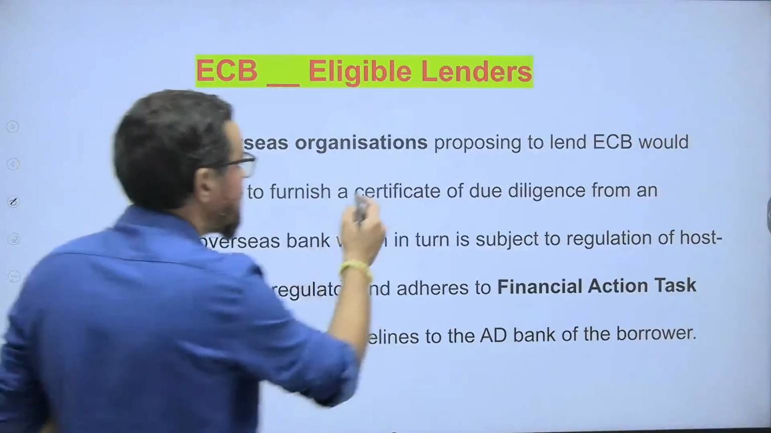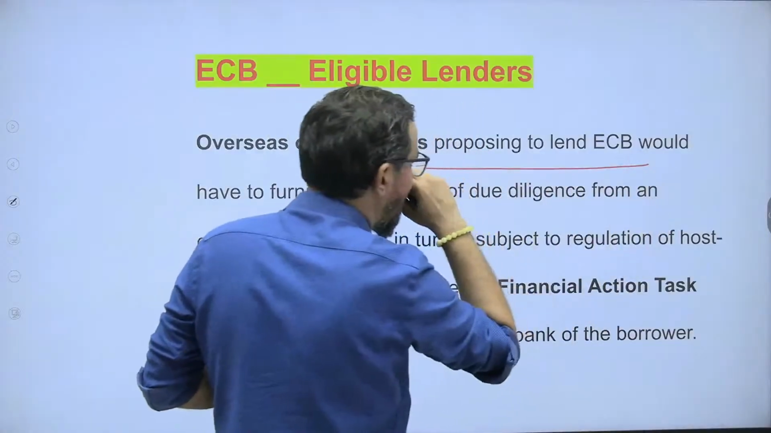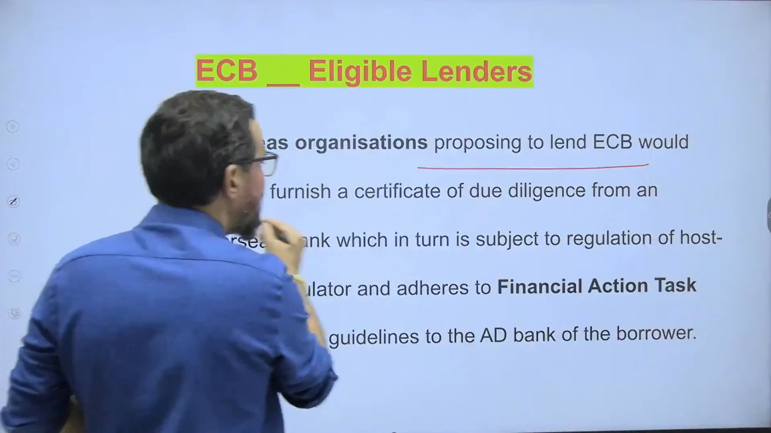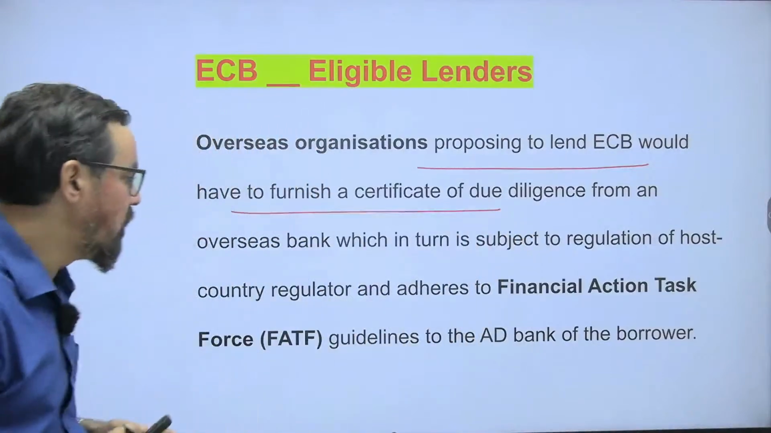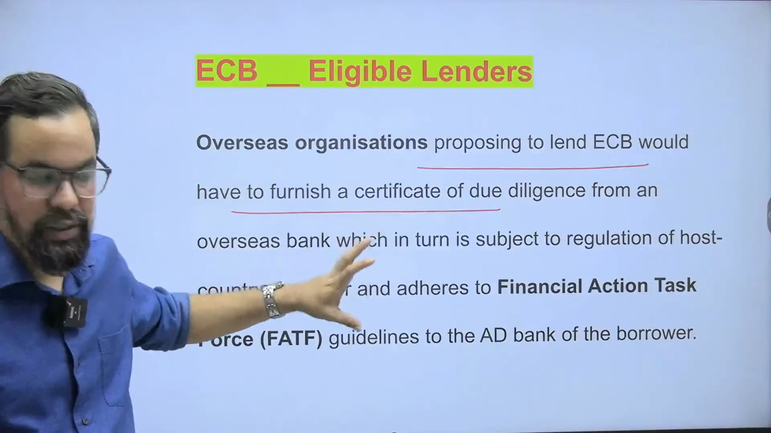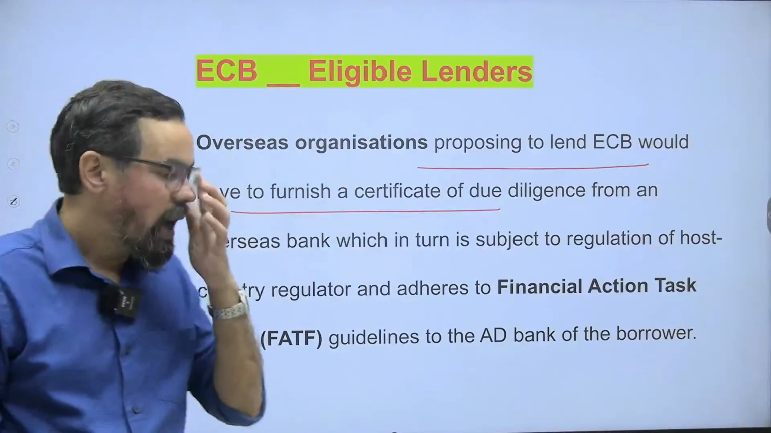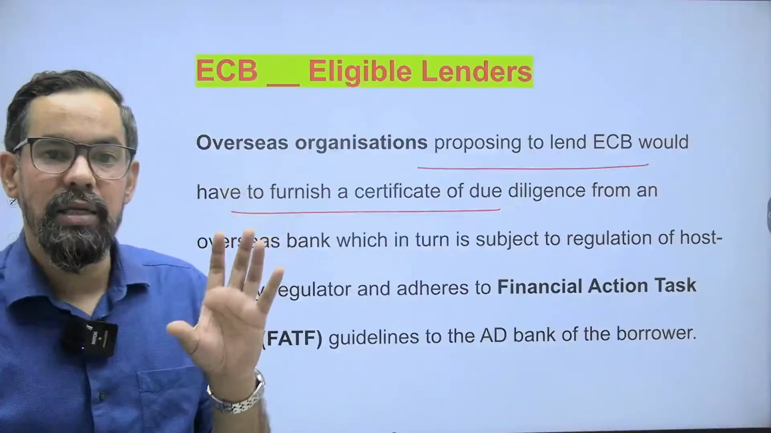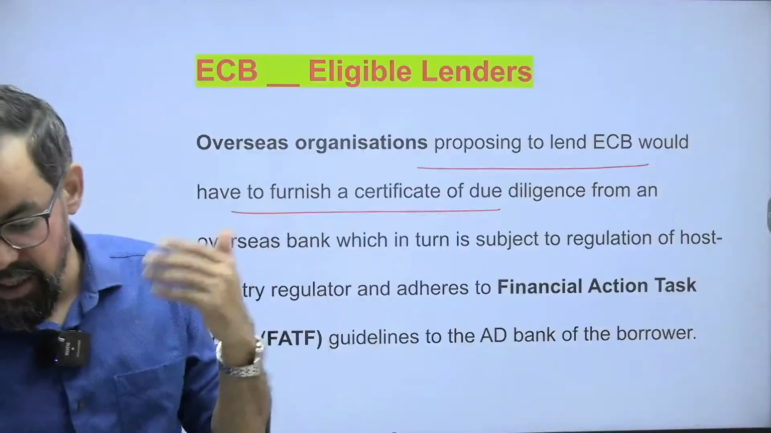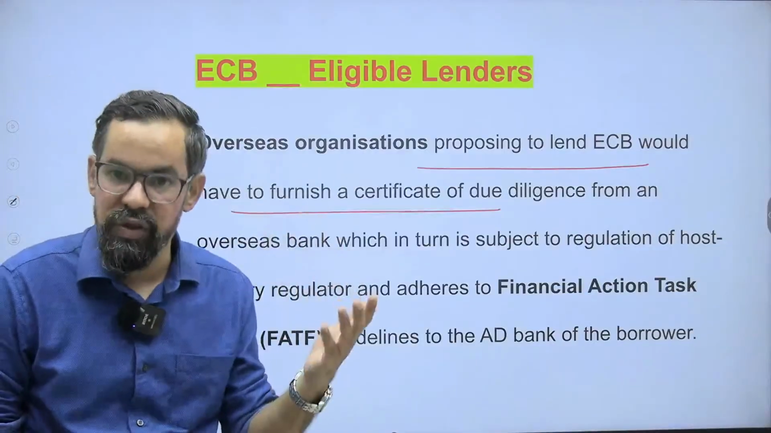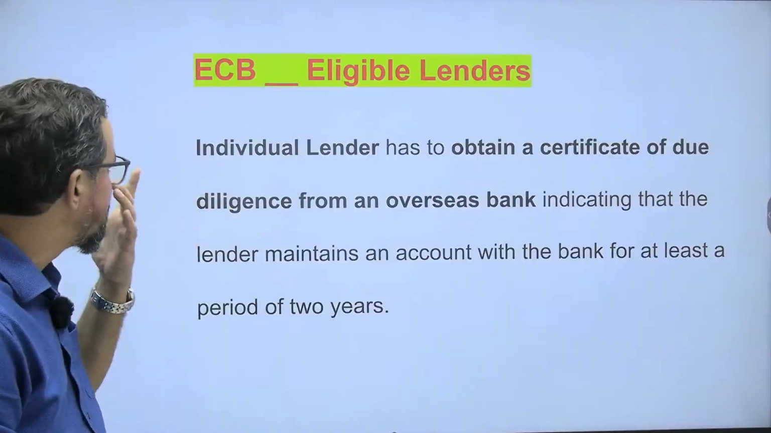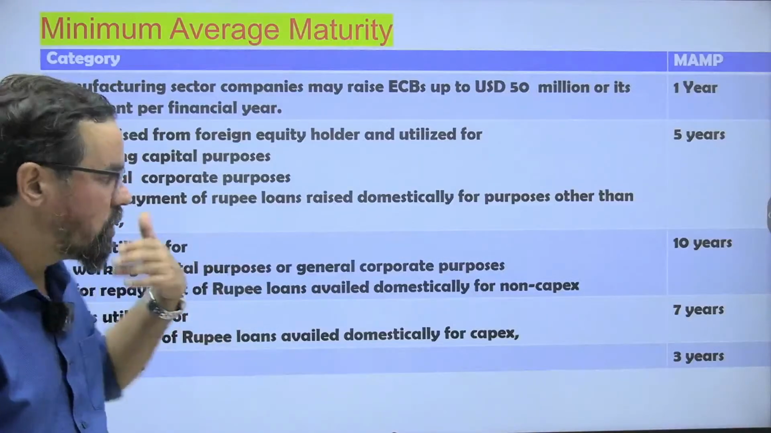Overseas organizations proposing to lend ECB having furnished certificate, due diligence and all. So basically there must be adherence to the FATF guidelines, okay? And the KYC part is we have to follow the 6-point KYC of SWIFT, that is known as 6-point SWIFT KYC, okay? That should be part of this. Eligible individual lenders, okay. Yes, we'll come to that one.